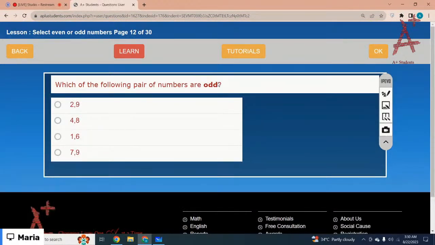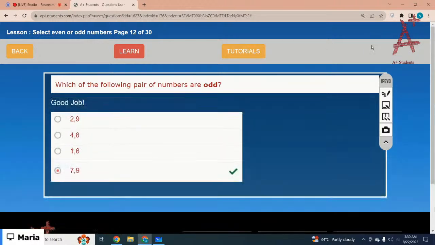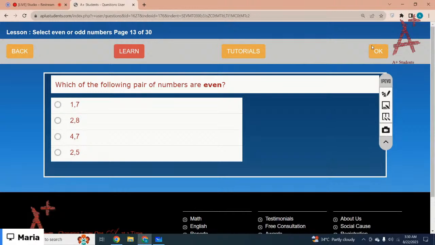Which of the following numbers are odd? 7 and 9 are the odd numbers, right? Which of the following numbers are even? Which is the correct option? 2 and 8. Okay, you can complete the lesson by yourself later today. Let me just move on to the next lesson.